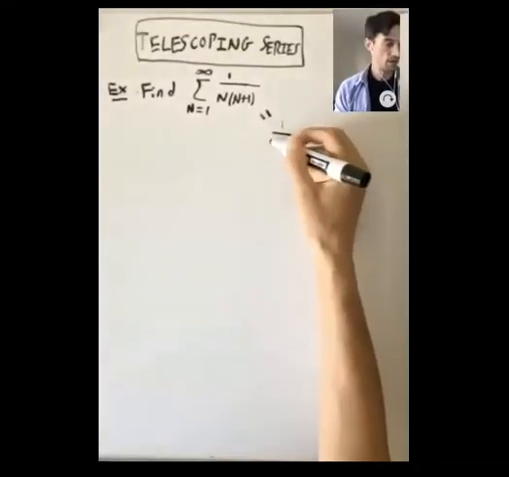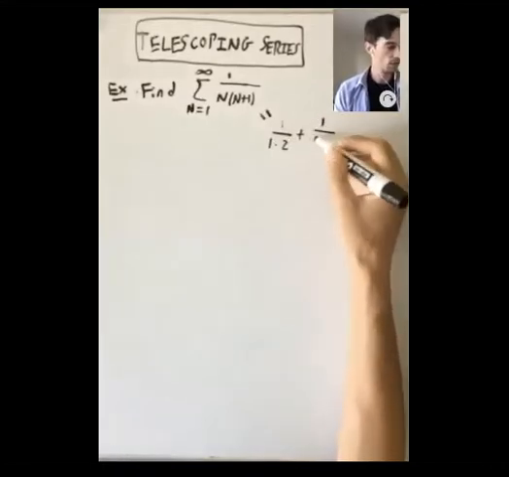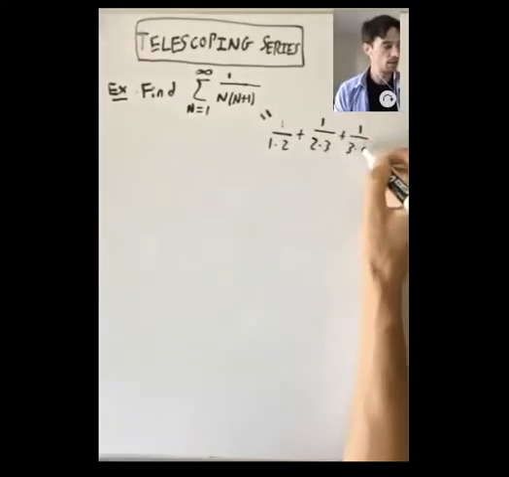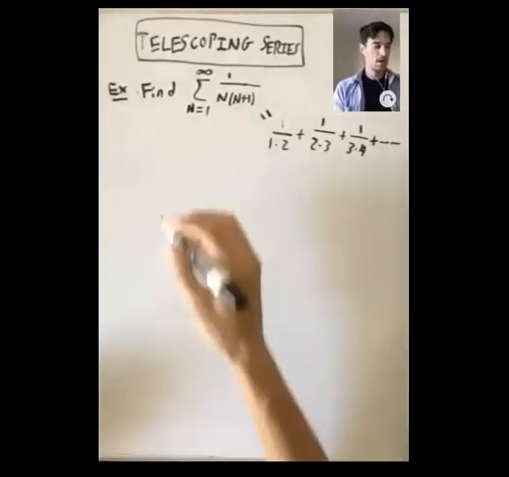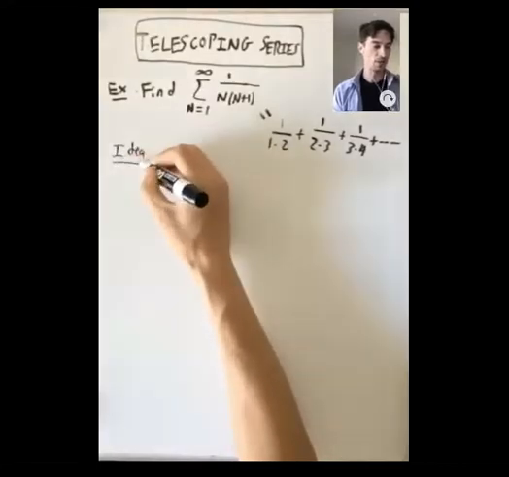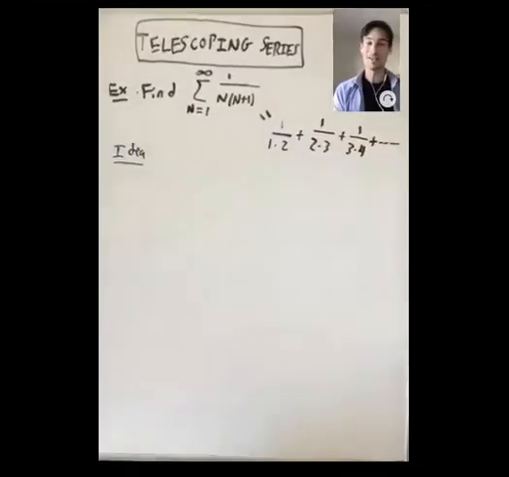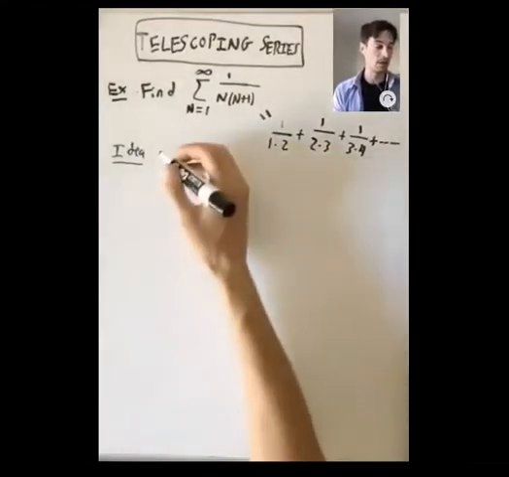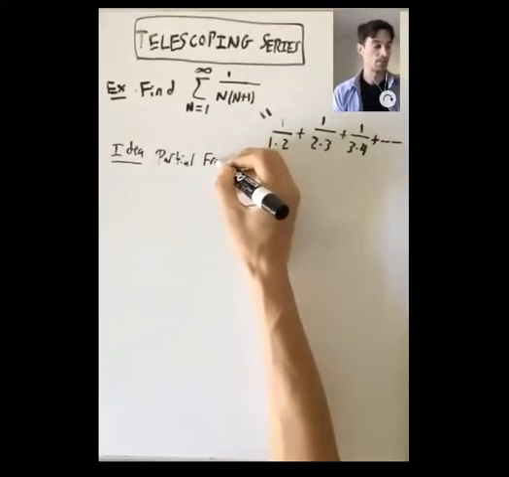We have for n equals 1, 1 over 1 times 2, plus 1 over 2 times 3, plus 1 over 3 times 4, and so on. This goes on forever. And the idea for how to compute the sum of this rational function is going to be very similar to how we would integrate a function like 1 over x times x plus 1. We're going to use partial fractions.